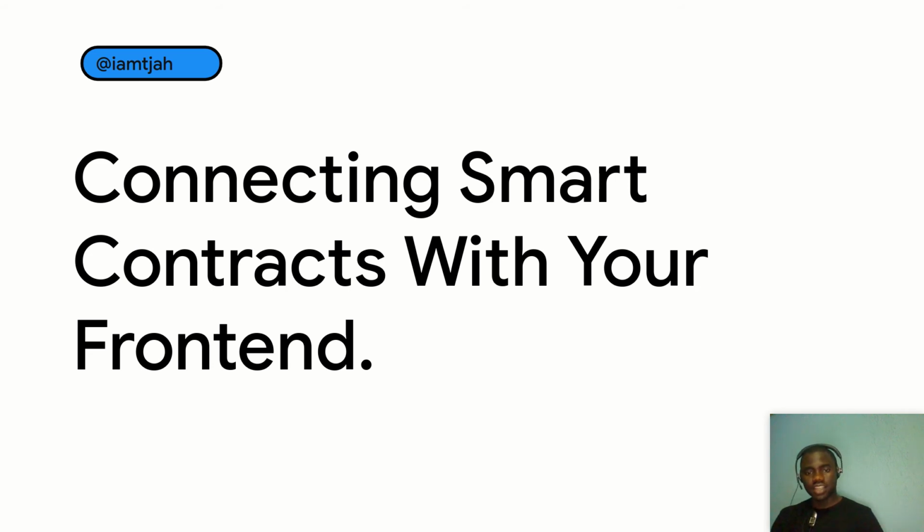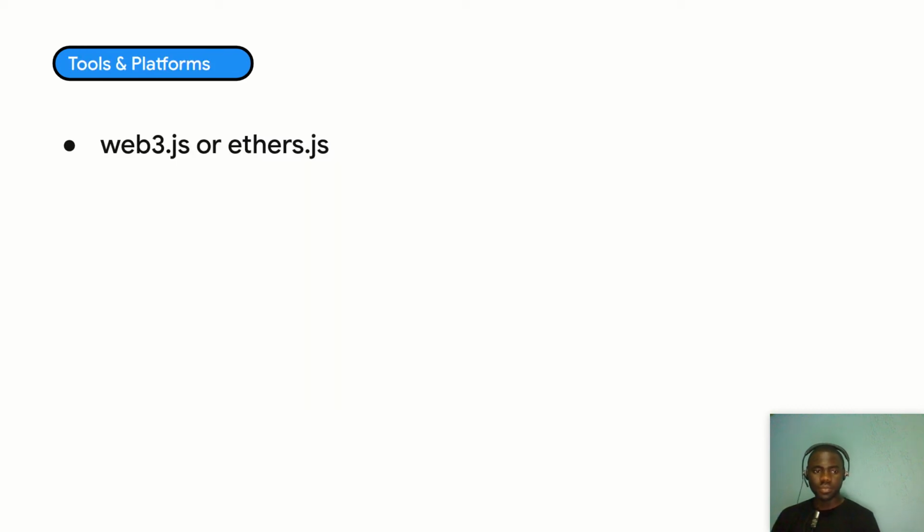Once you've learned this thing, you can call yourself a Web3 front-end developer because you can build applications that use smart contracts and make them decentralized applications, called DApps for short. So the first is libraries. You get to learn any of these libraries.